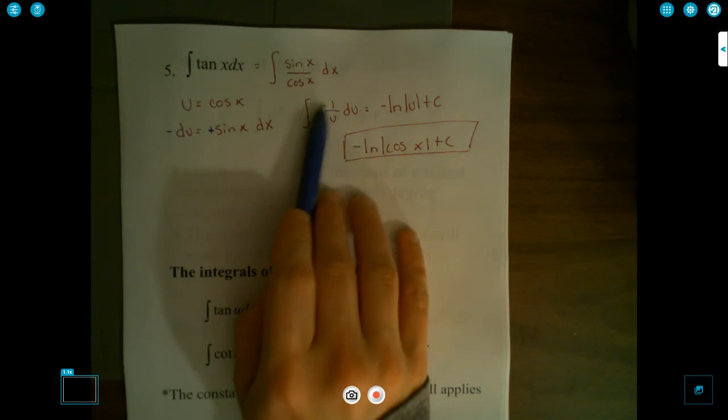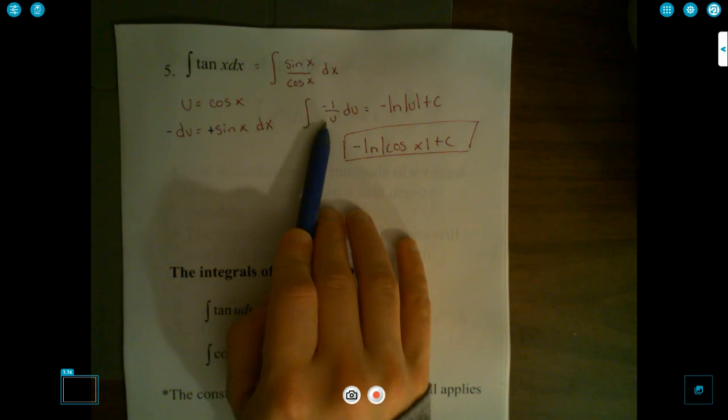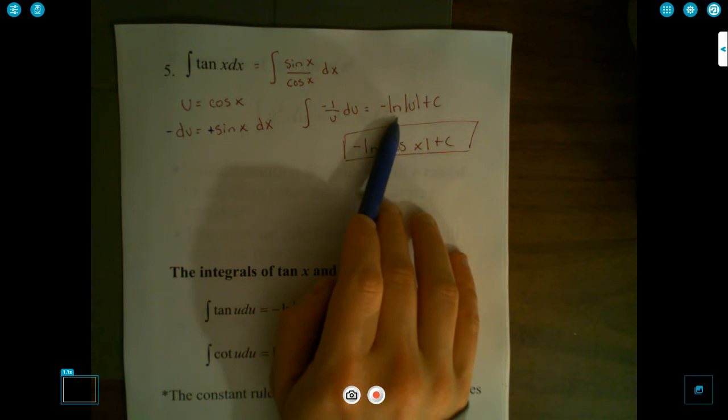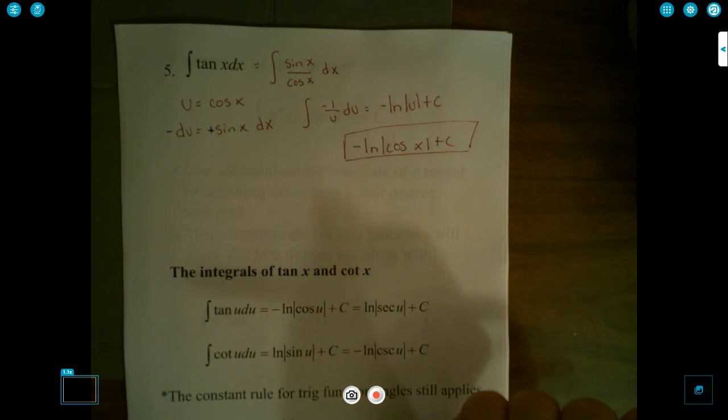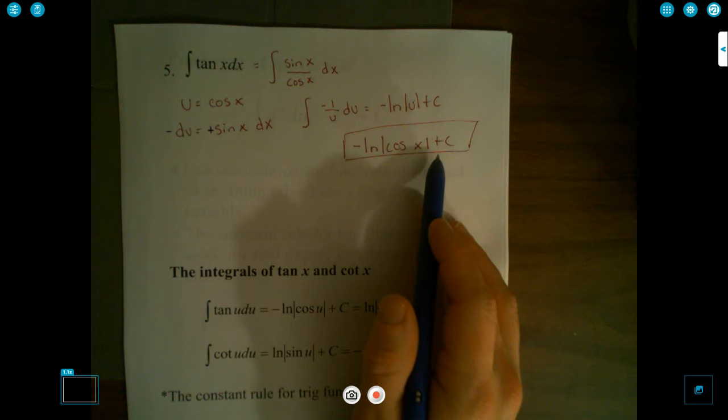So I go ahead and substitute in. We get the antiderivative negative 1 over u du, which is going to be negative ln u plus c. And I get to this point right here. I get negative natural log absolute value cosine x plus c.